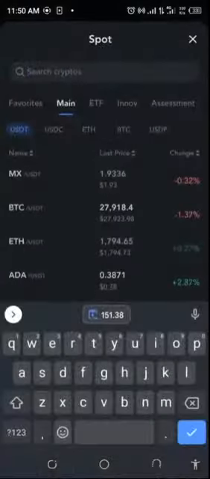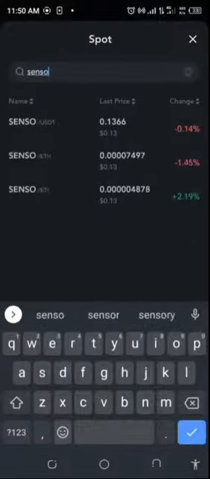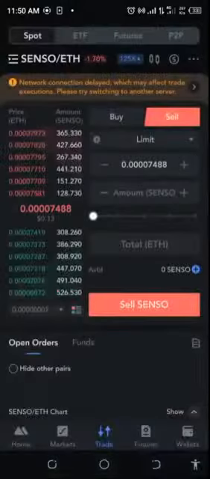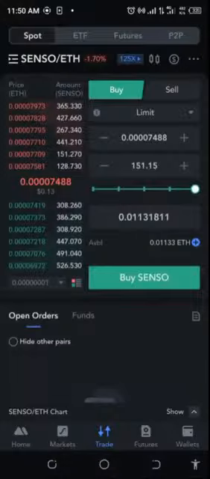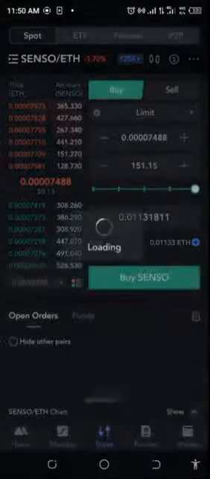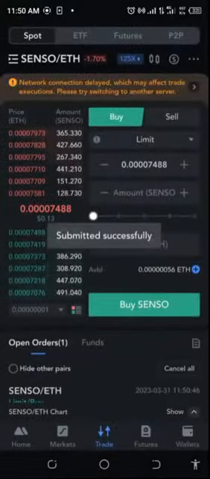Let's hope we won't be tied down by this Senso. Senso USD, Senso ETH. Don't forget it was Senso ETH. Okay, so we need to buy 100%. Good. I hope this is gonna work. I hope we wouldn't be put in the queue. Let's try and see. Ooh, oh, we are definitely in the queue.